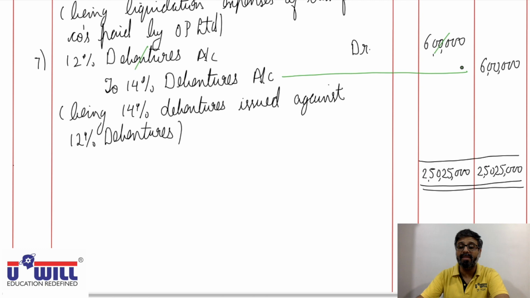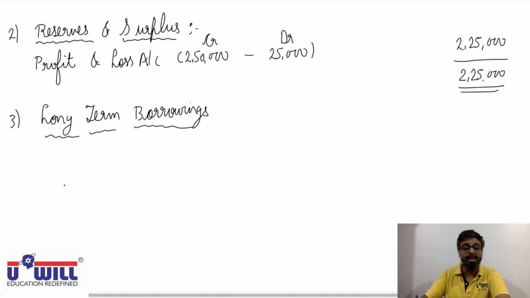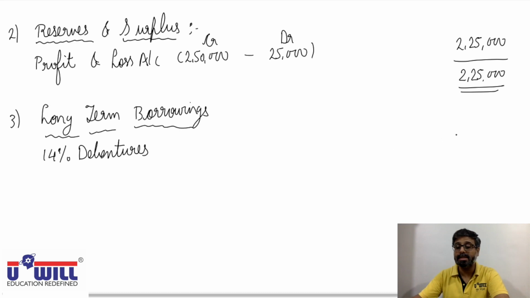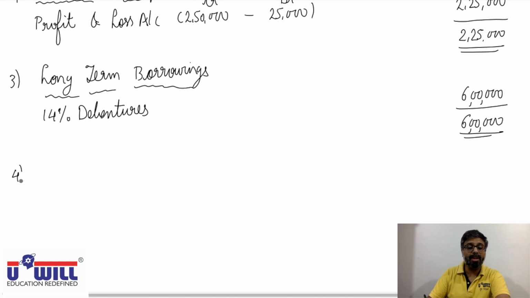Now in the new company we have given them which debentures? 14% debentures. So what will come in the new company's balance sheet in long-term borrowings? 14% debentures of rupees 6 lakhs. Total also 6 lakhs. Then after non-current liabilities, in current liabilities we have short-term borrowings, but in this question we have no short-term borrowings. That is, bank overdraft and the like are not there.